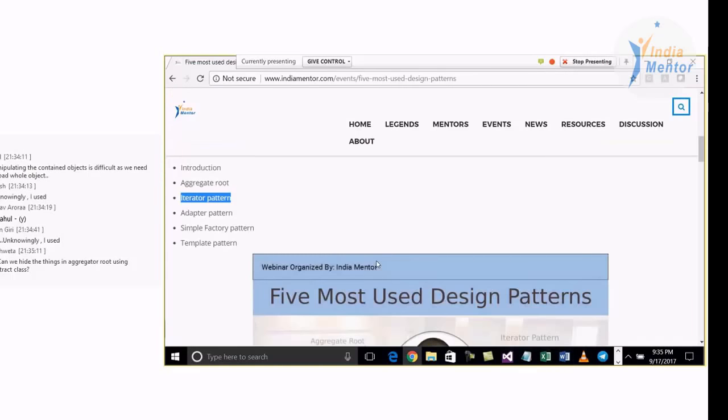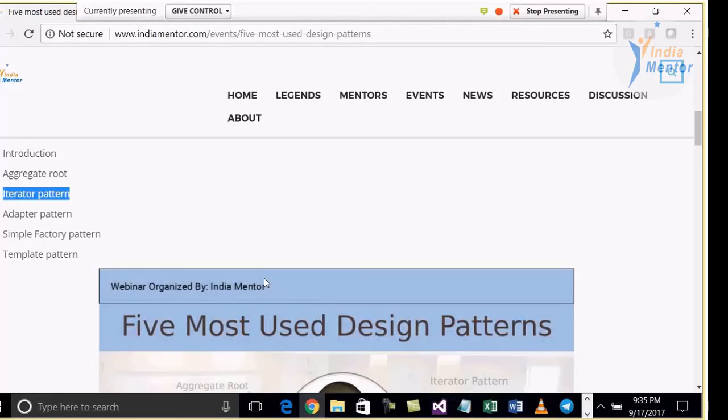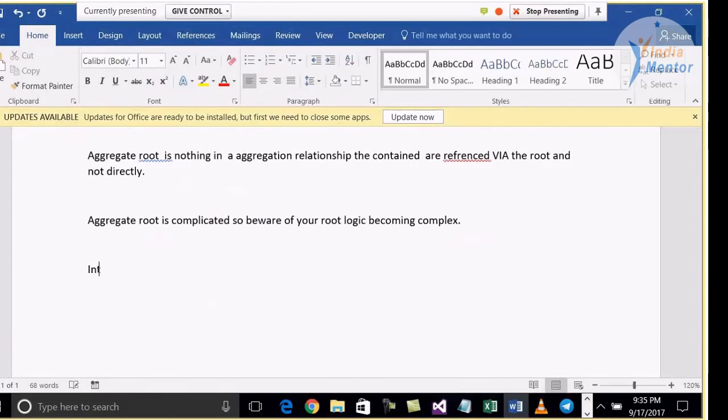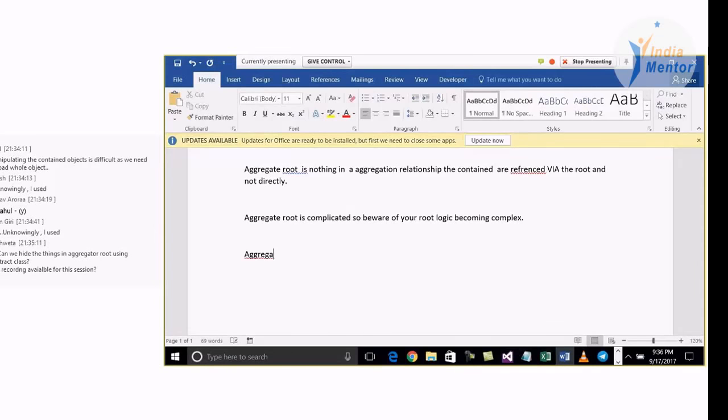Okay. Iterator pattern. Now, whenever I talk with my friends, they say iterator pattern means for each loop. They don't even go ahead. If you ask them in interviews what is iterator pattern, they say, sir, for each. That's it. So let me tell you what the iterator pattern is, and let me put down a point here. If you have an aggregate root, you will have an iterator pattern. It's again a very connected thing.